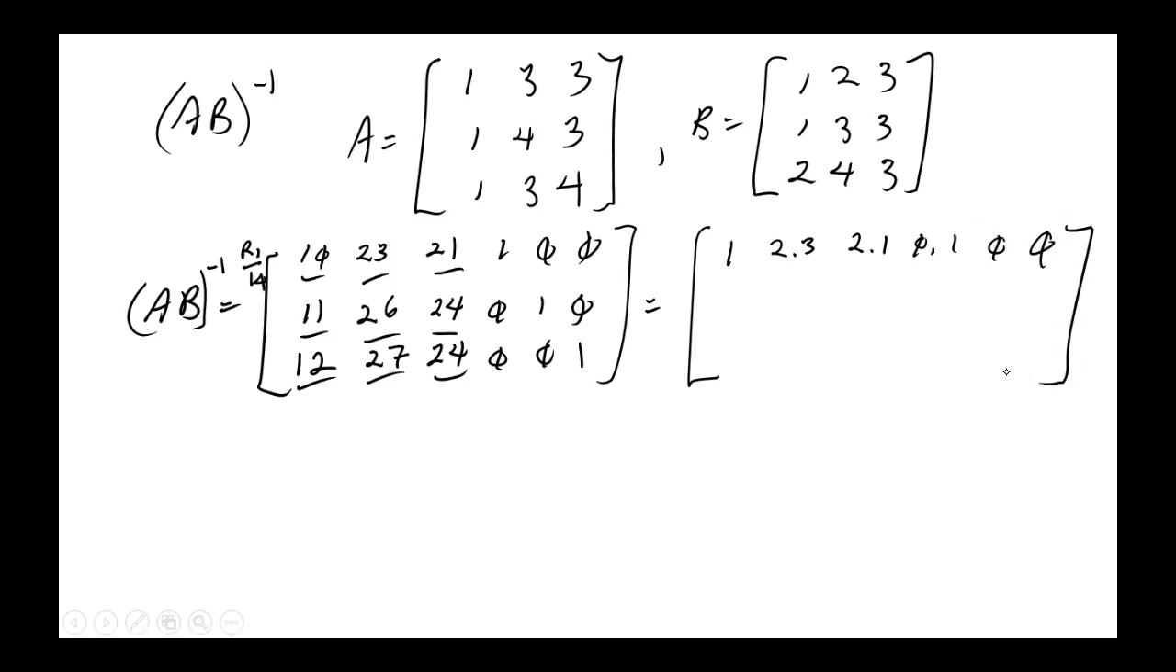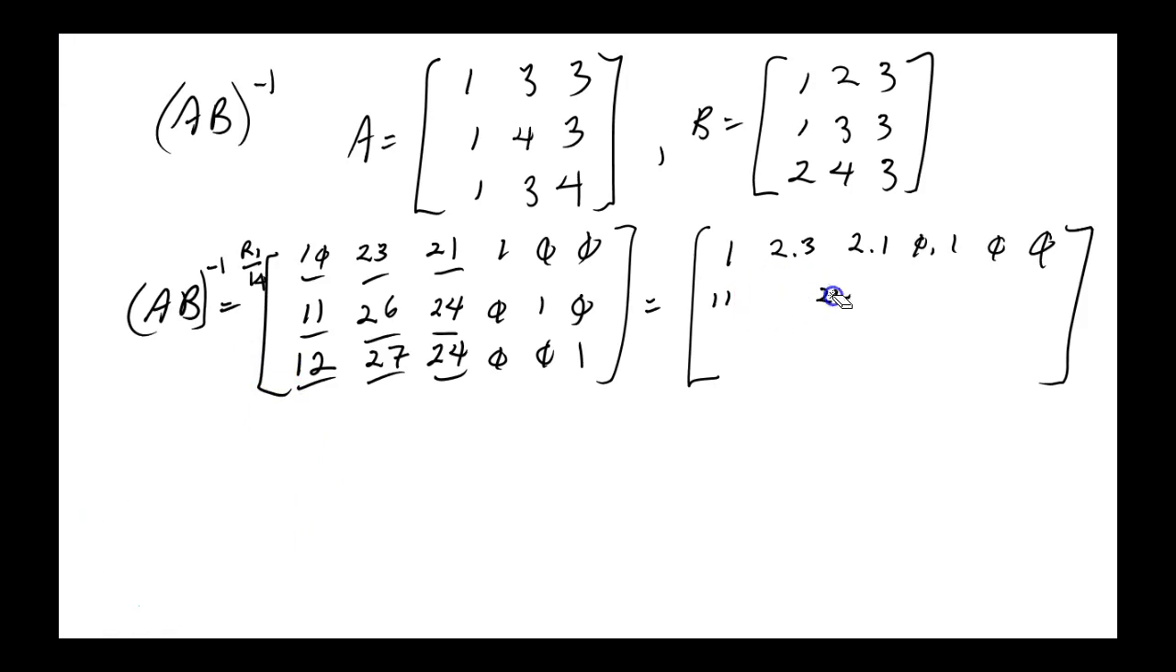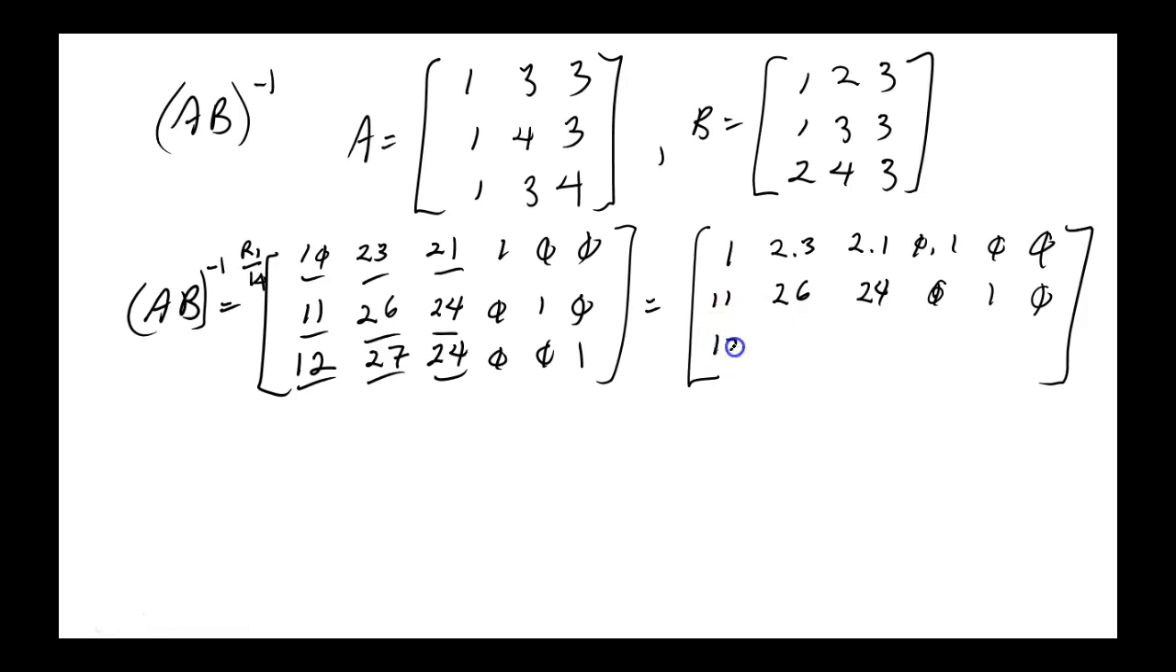Okay? Now, I'm going to write these others down. 11, 26, 24, gripes me no end. I'm getting my numbers out of line. Here it's really important to keep your paperwork as neat as you can, especially the bookkeeping part. 26, 24, 0, 1, 0. And the bottom one is a 12, 27, 24, 0, 0, 1.